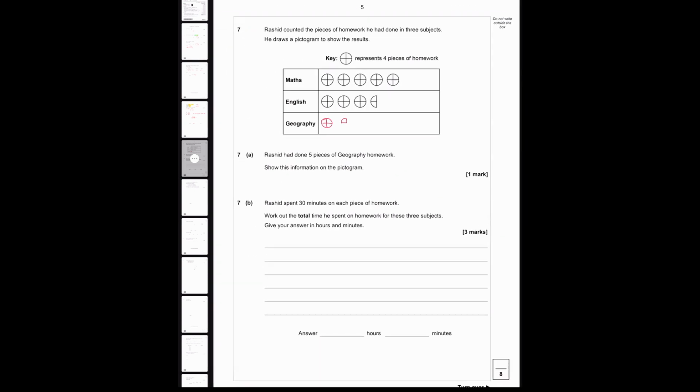Part B says Rashid spent 30 minutes on each piece of homework. Work out the total time he spent on homework for these 3 subjects. Give your answer in hours and minutes. If we want to know the total time he spent on his homework, we first need to know the total amount of homework he completed.